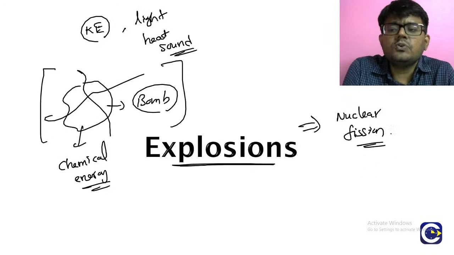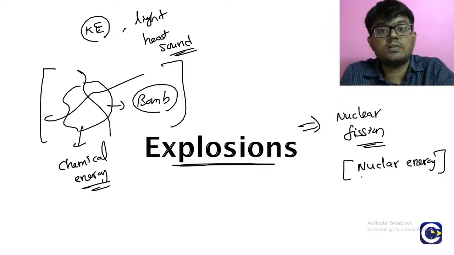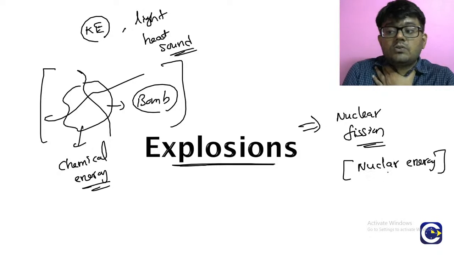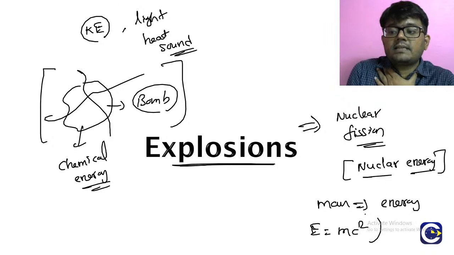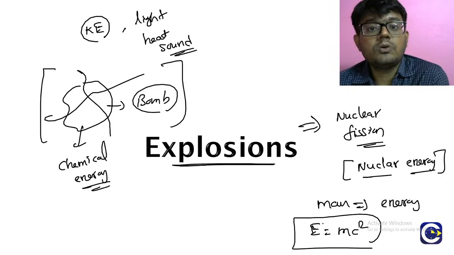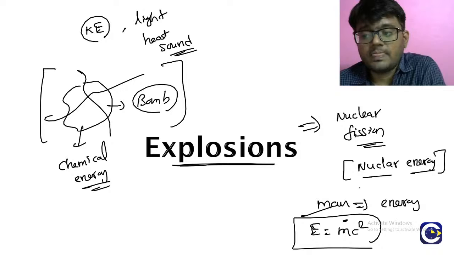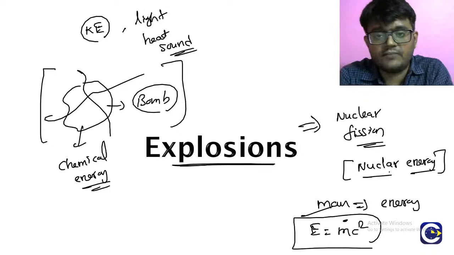In the case of nuclear fission, it comes from the nuclear energy. We'll discuss this when we go to modern physics in +2. What is nuclear energy? Some mass will be converted into energy, which we solve using Einstein's mass energy equivalence principle, the formula E is equal to mc squared. With it we can find the energy released when a mass m is converted into energy form.